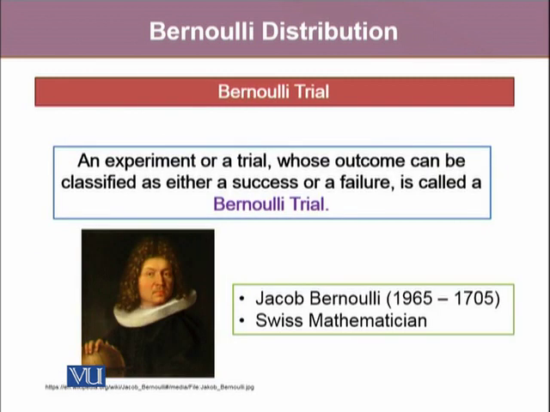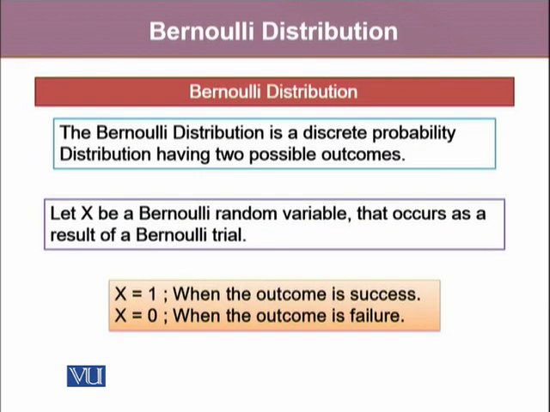Whenever an experiment or a trial produces two possible outcomes, either a success or a failure, that's called a Bernoulli trial. It is named after a Swiss mathematician, Jacob Bernoulli. So the Bernoulli distribution is a discrete probability distribution having two possible outcomes.